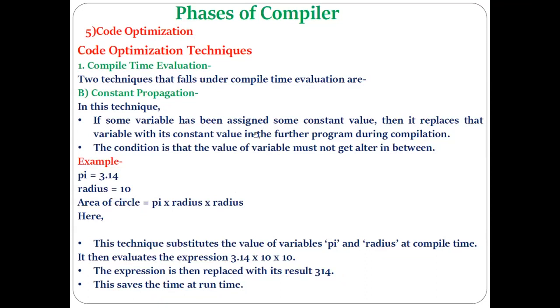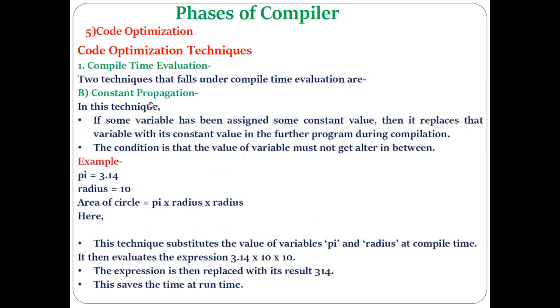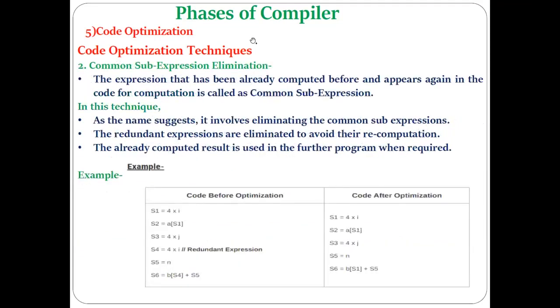Now, it can be possible if the constant folding can be done, and it can be possible if the constant propagation can be done. Okay. Now let's see the next important technique in code optimization, that is common subexpression elimination. First, in order to understand what exactly is meant by common subexpression elimination, let's understand what a common subexpression is.